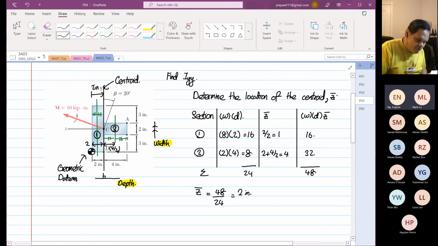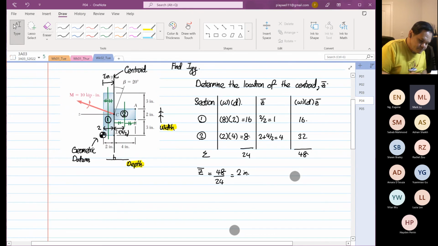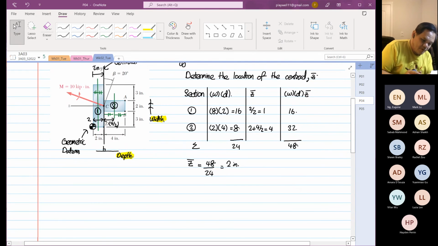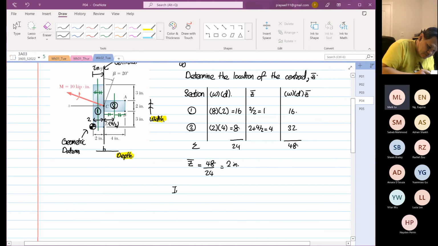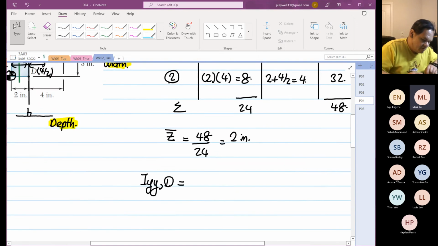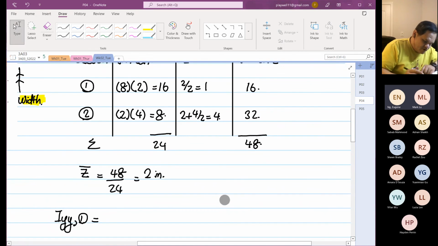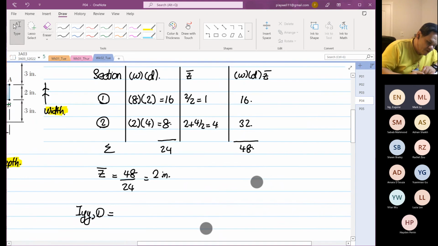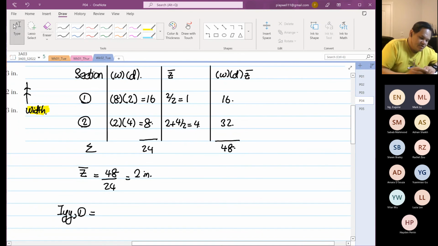So next we want to find IYY. Okay. Oh, sorry. Yeah, we want to find IYY. So IYY1 in section 1, and I'm going to zoom in, okay? And I'm not going to look at the geometry. Okay, we are not going to look at the geometry. But you can just use the table to determine what is your IYY1. So how does this work?